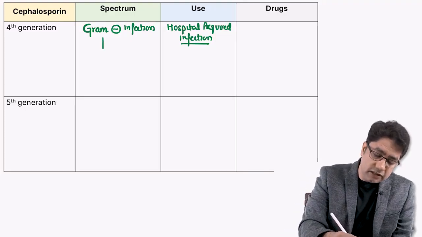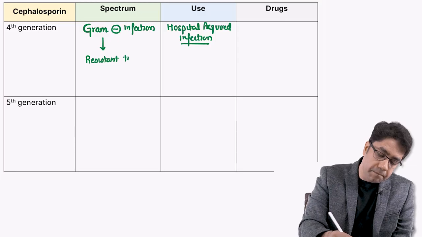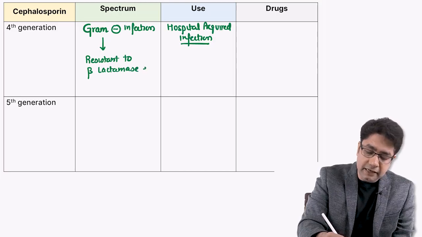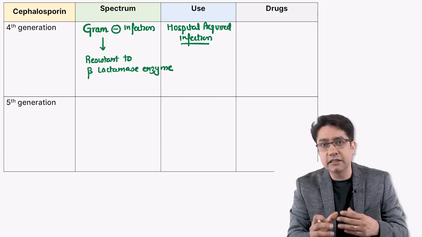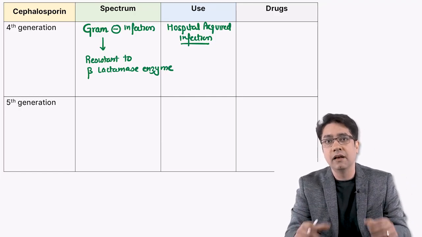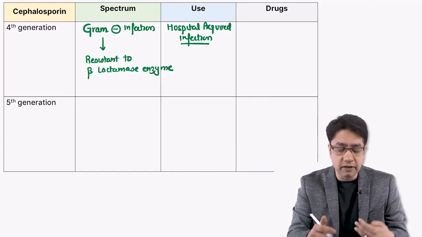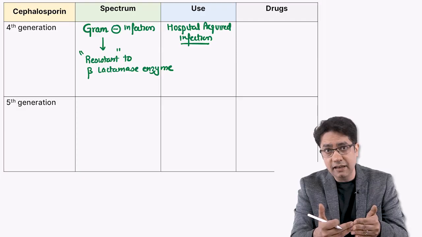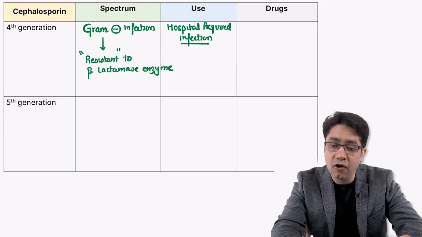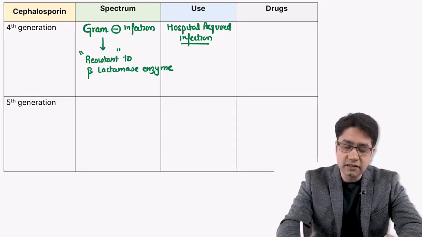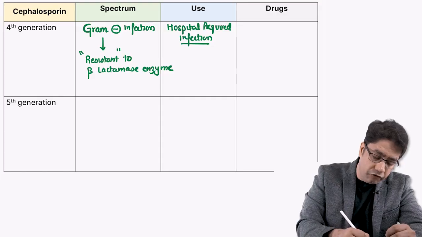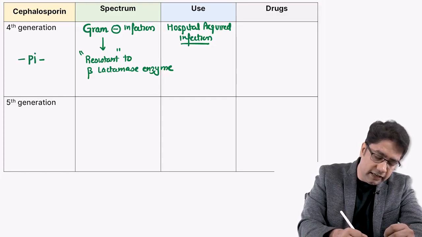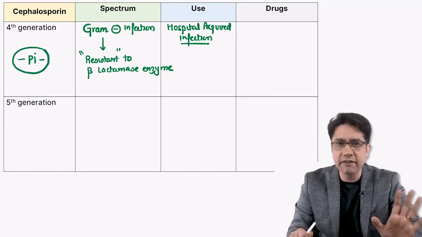Why? Because it is not degraded by, or it is resistant to, beta lactamase enzyme. So in the previous section, we discussed that beta lactamase enzyme degrades beta lactam group of antibiotic like penicillin, cephalosporin. So because they are resistant to beta lactamase enzyme, they are given for resistant bacteria, and resistant bacteria are seen in hospitals. So what are the drugs we have? How to identify? Very easy. Fourth generation cephalosporin, just identify the word pi. Pi word will come in them.